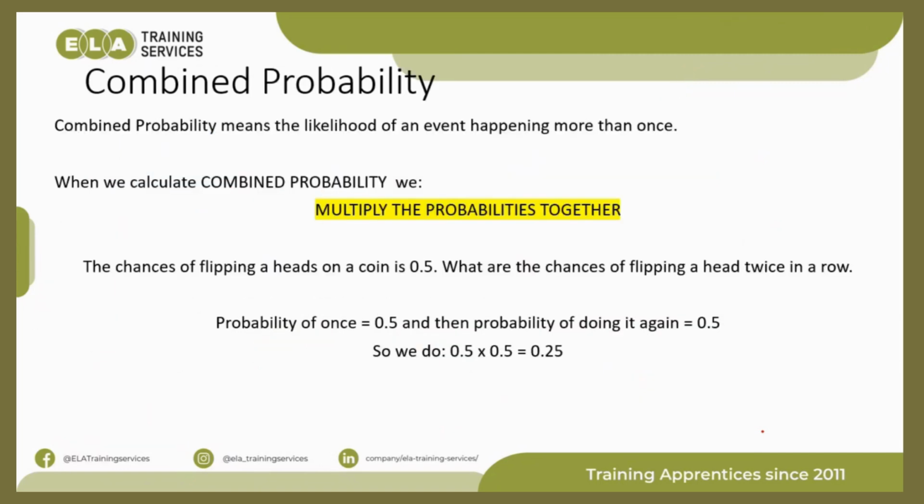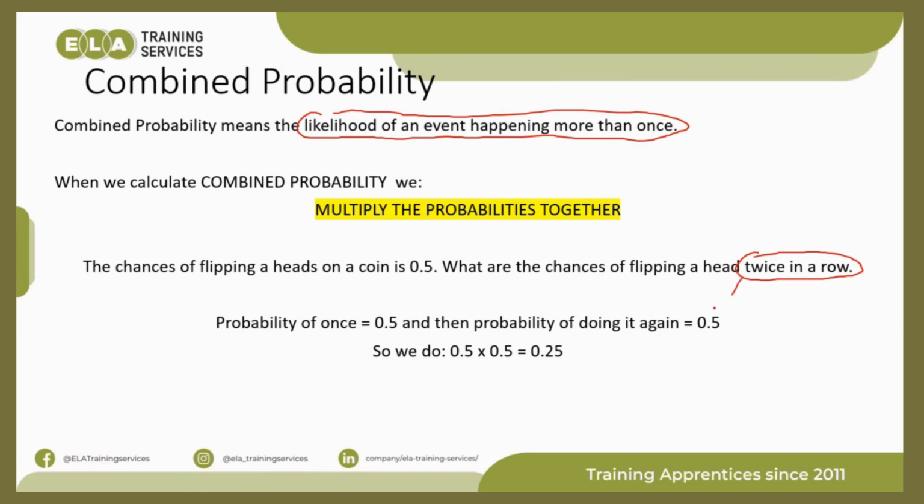Okay. Now we have done probability tables. One of the most important parts of probability is the following topic, known as combined probability. And combined probability means the likelihood of an event happening more than once. So we calculate probability by multiplying the probabilities together. So for example, the chance of flipping heads on a coin is 0.5. What's the chance of flipping a head twice in a row?